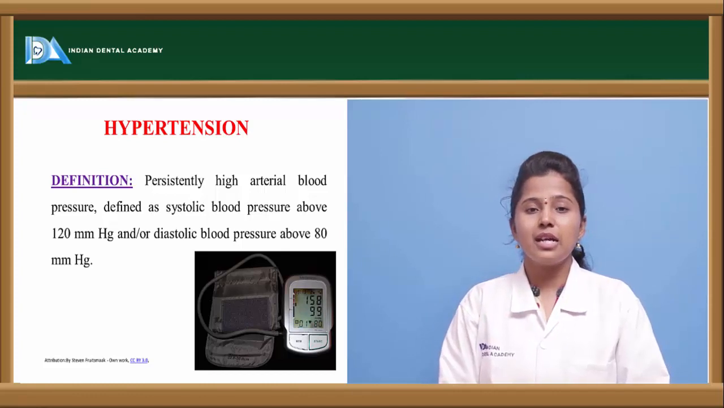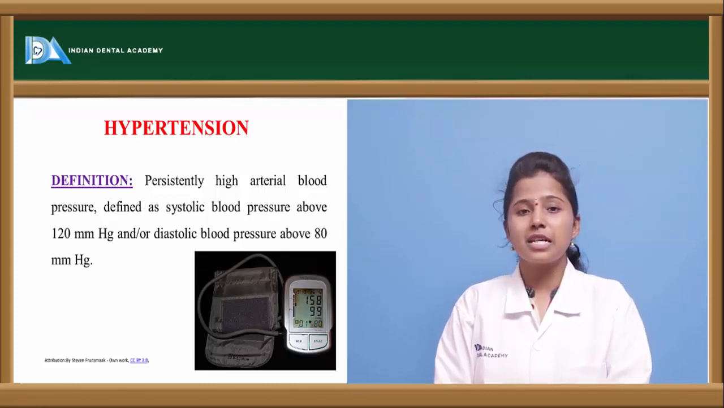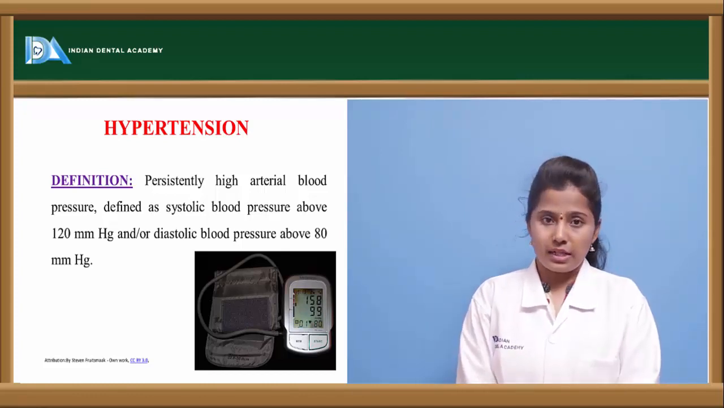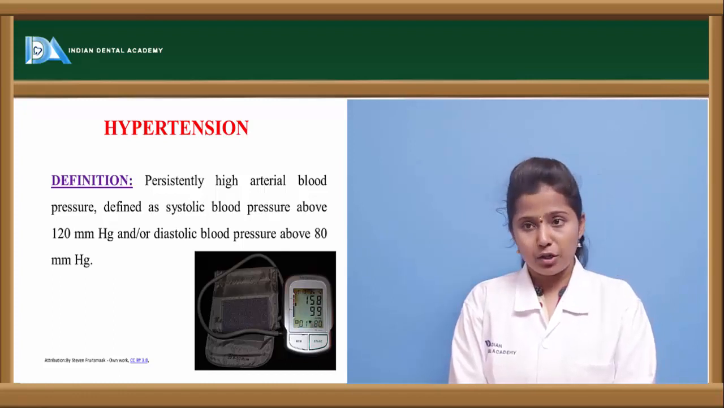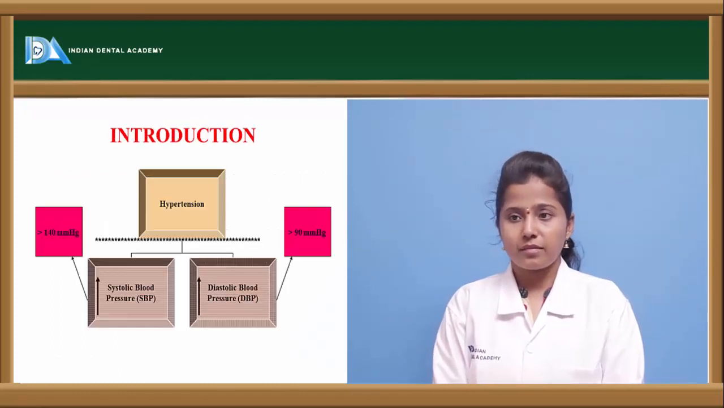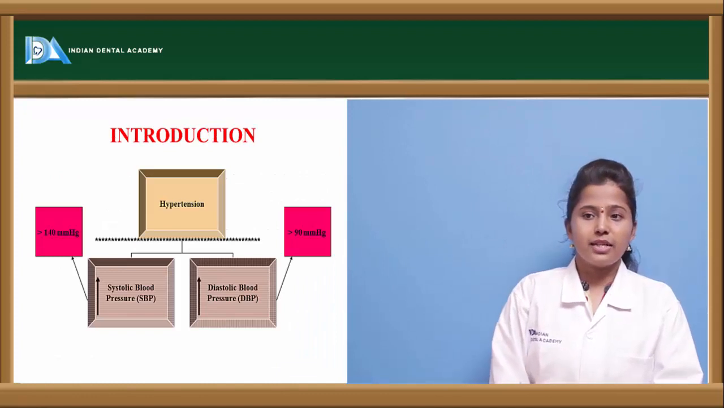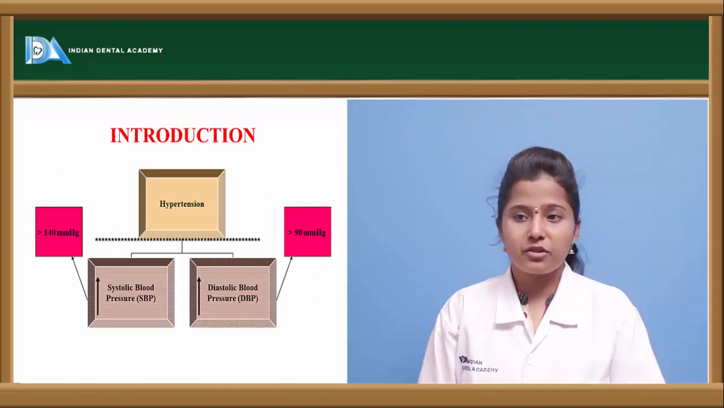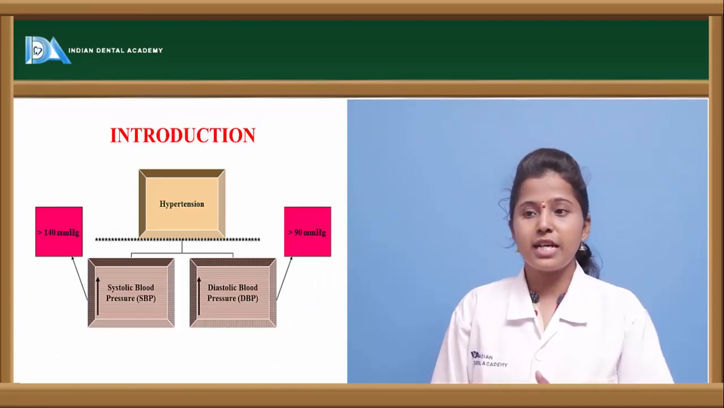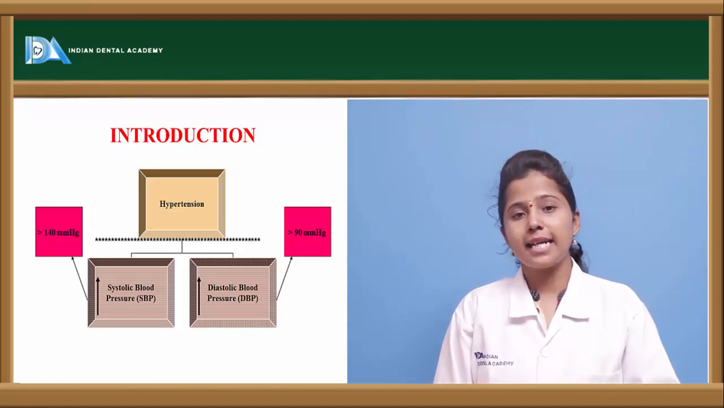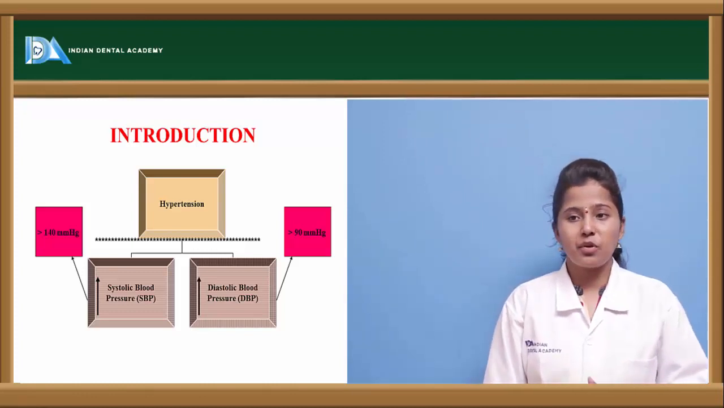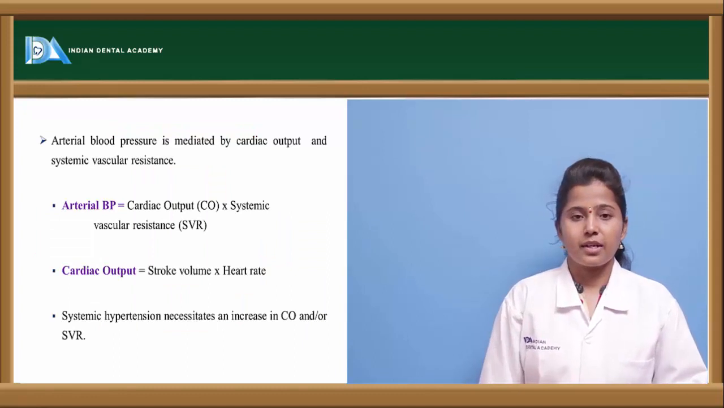If there is any disturbance in this normal blood pressure, then there occurs a condition called hypertension or hypotension. Now, we saw that if the systolic blood pressure is greater than 140 mm of Hg and diastolic blood pressure greater than 90 mm of Hg, then hypertension is caused.